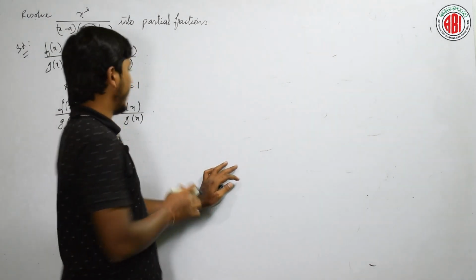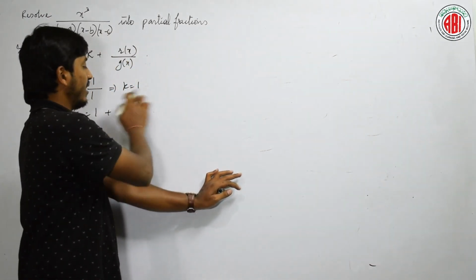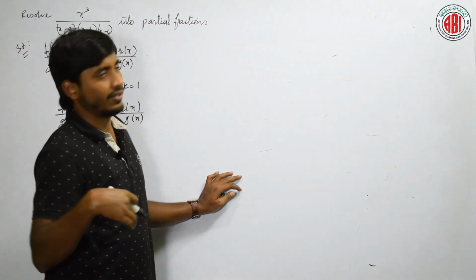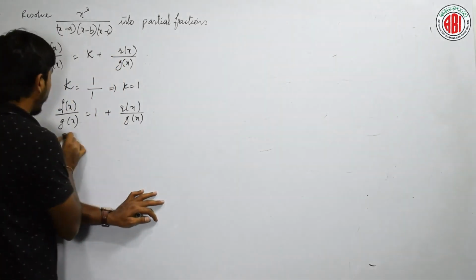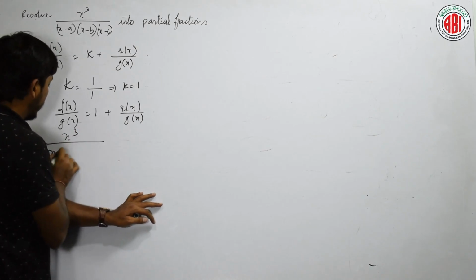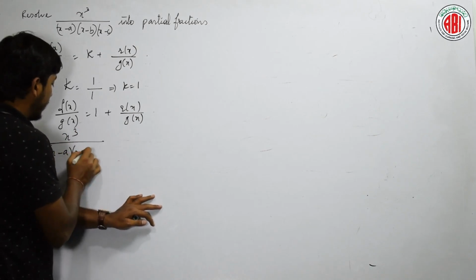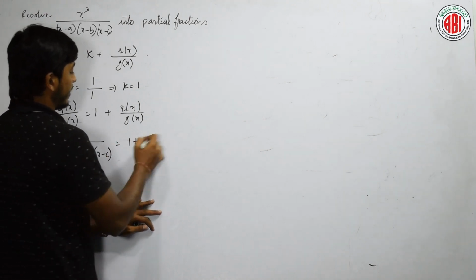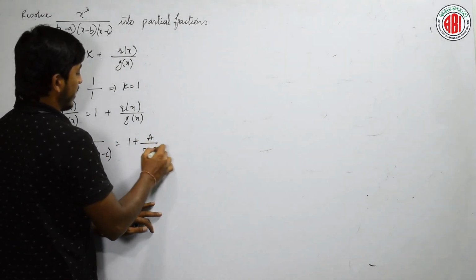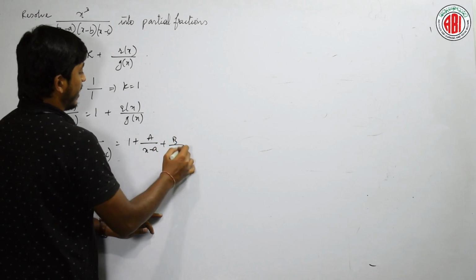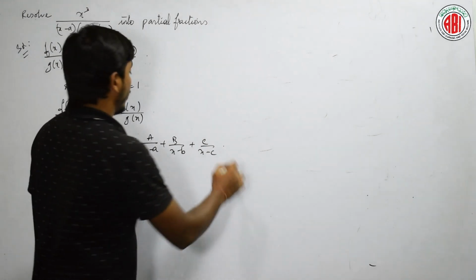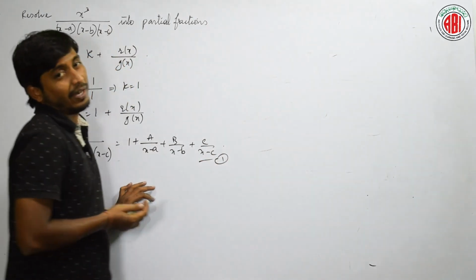So, we can directly write this term, whatever the term may be, as partial fractions. So, we will write x cube by x minus a, x minus b, x minus c as 1 plus A by x minus a, B by x minus b, C by x minus c. Is it okay? So, let us simplify it.